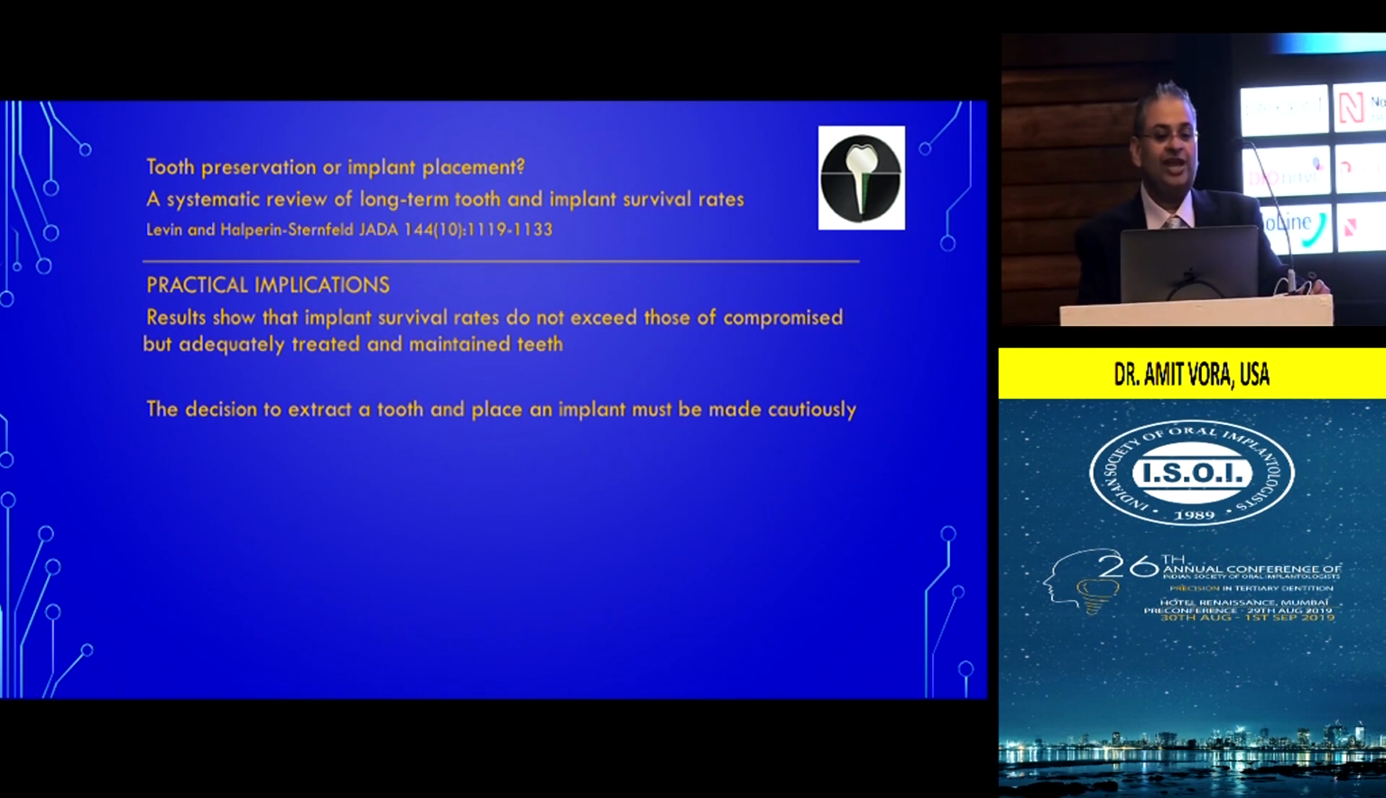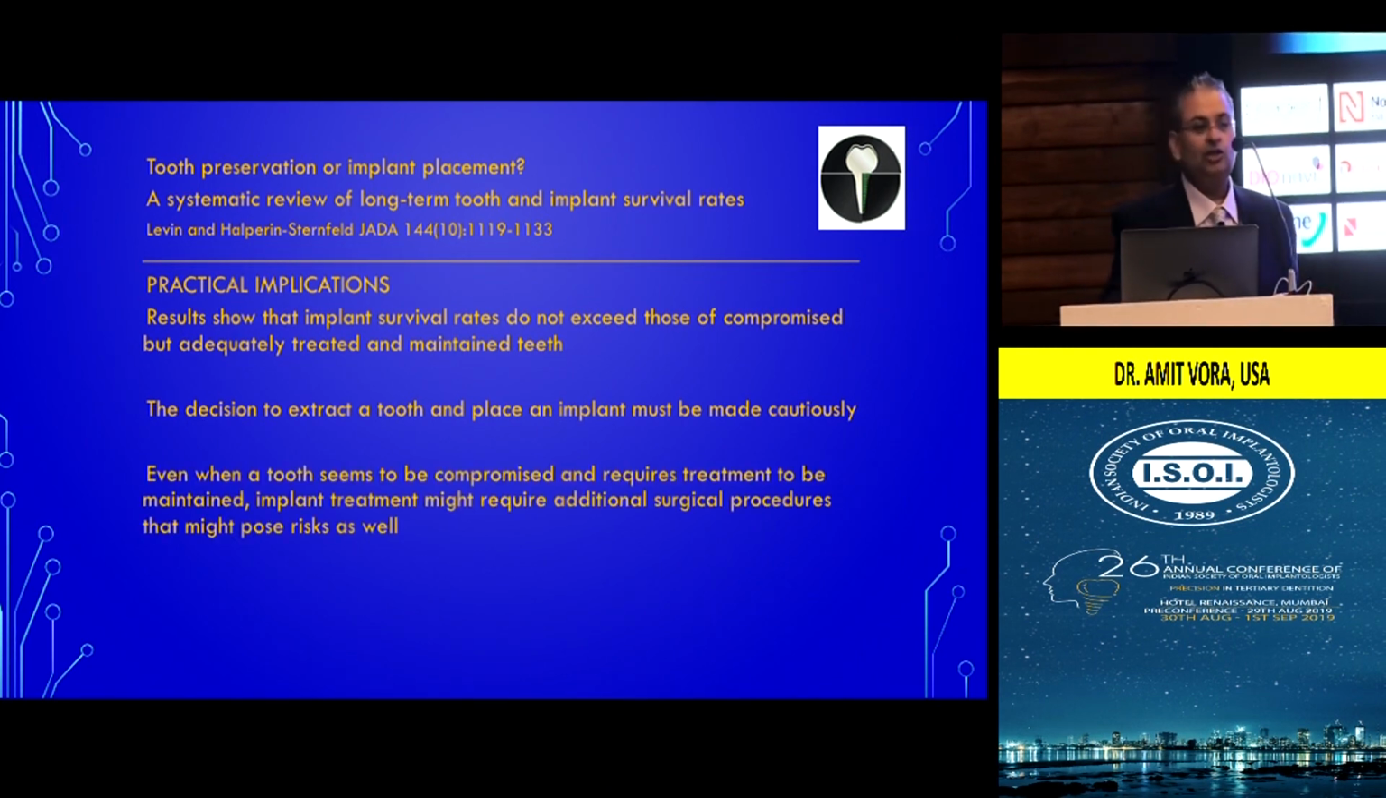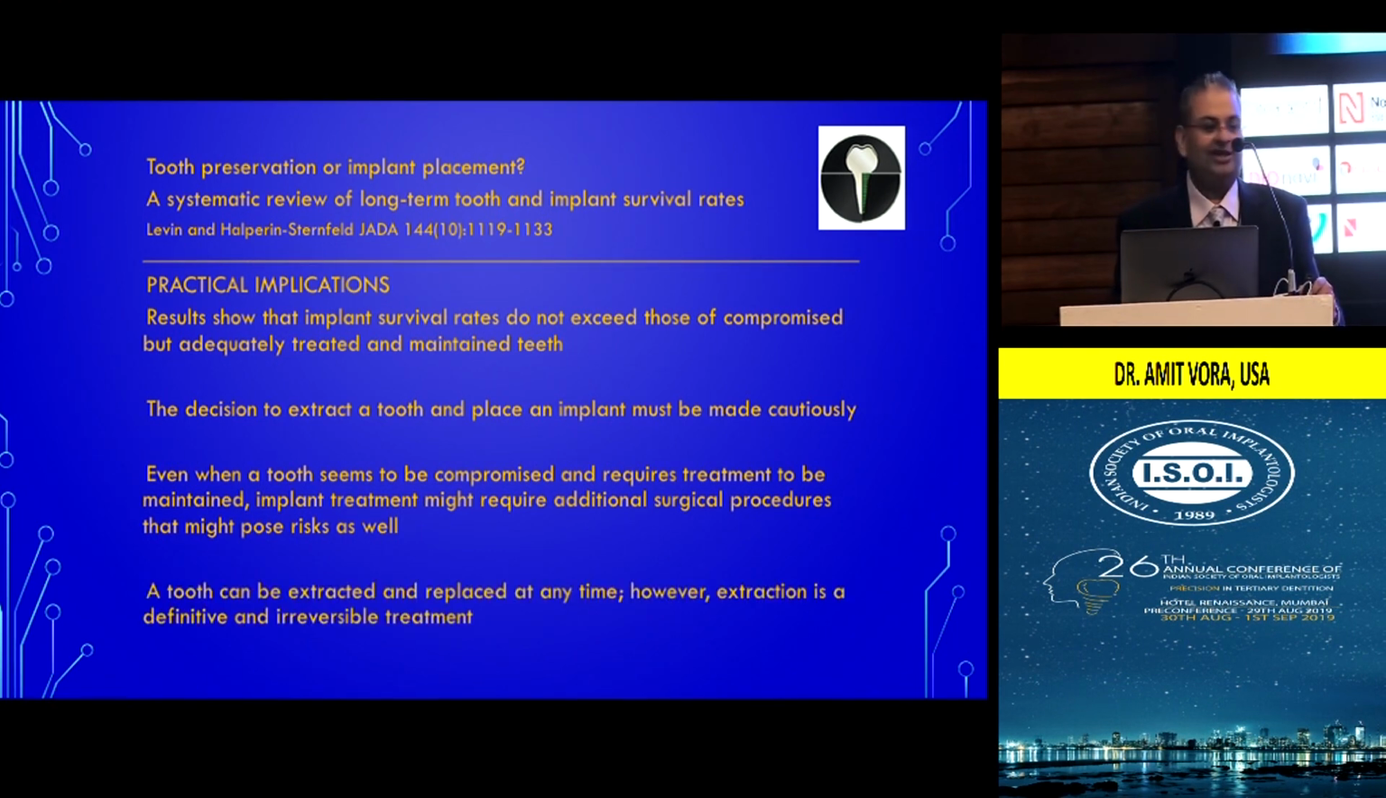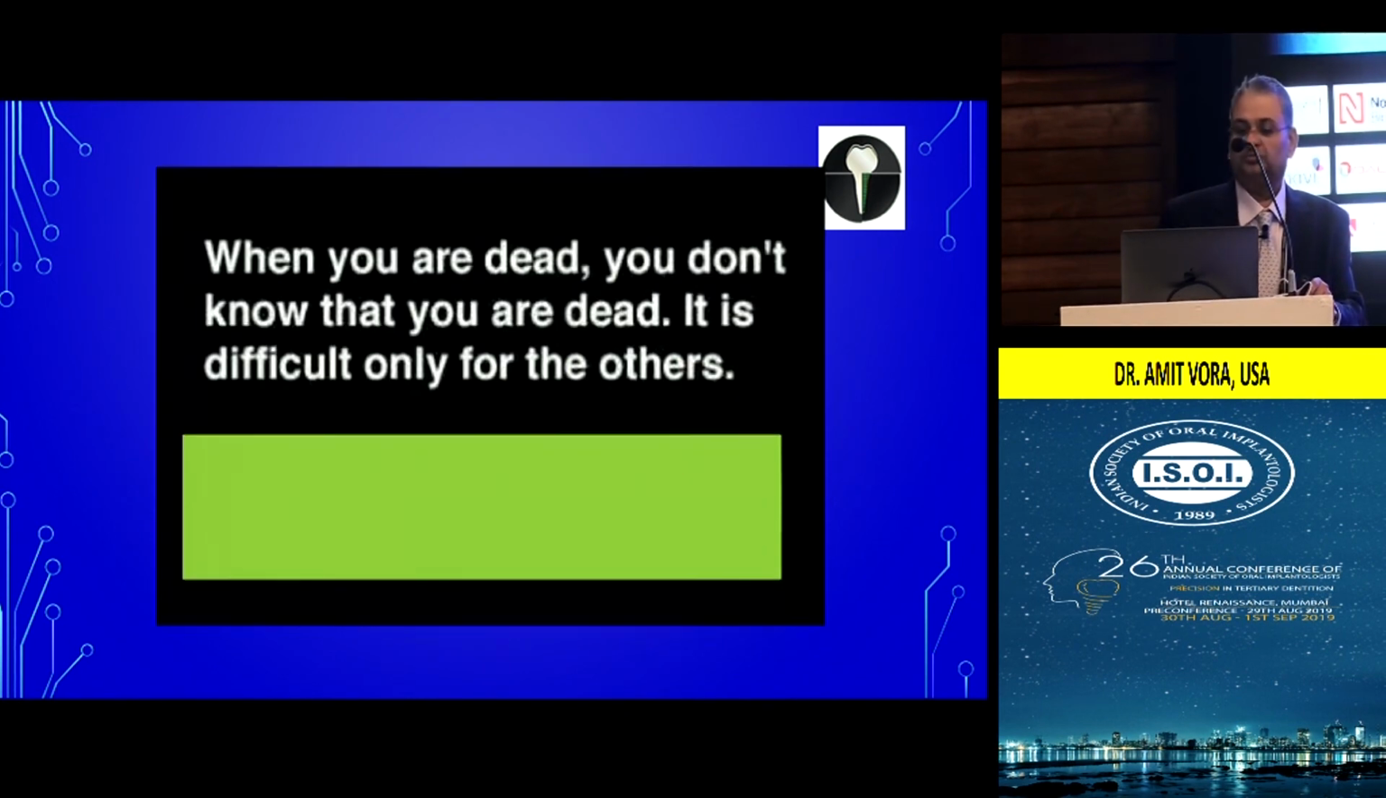The decision to extract a tooth and to place an implant must be made very cautiously. Even when a tooth seems to be compromised and requires treatment, implant treatment might also require additional surgical procedures that might pose risks as well. So you have to keep that in mind before you just flippantly decide to take the tooth out and place an implant. A tooth can be extracted and replaced at any time, but once it's out, it's an irreversible procedure.